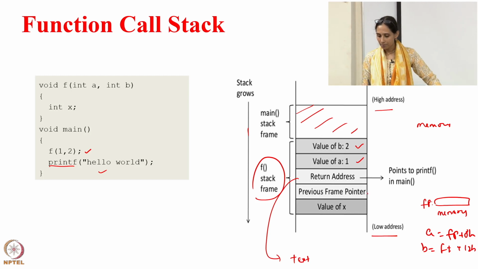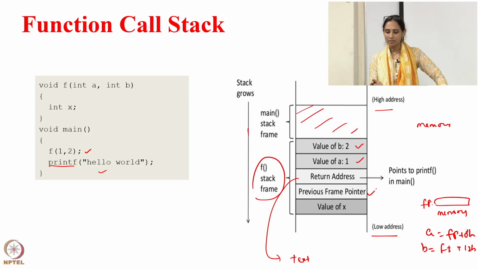Now, what is this previous frame pointer? Once you exit the stack, you are going to go back to the main stack, in which case you need to know again what the variables in main are. So you have to save what the frame pointer corresponding to main is, so that you can load the main frame pointer and from that figure out where the variables in main are. That is precisely what is happening here.